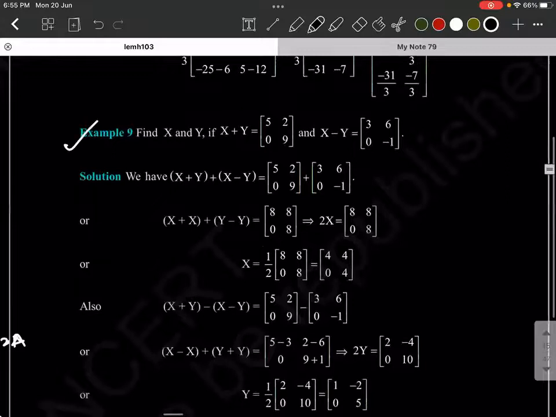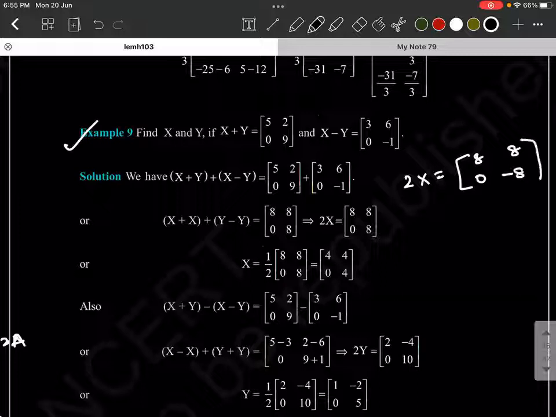But now you know how to do it, right? Yes, sir. Let's look at example number 9. Find X and Y if X plus Y is equal to [5 2; 0 9] and X minus Y is [3 6; 0 minus 1]. So what will you do to them? Add both the linear equations. Then what will you get? You will get 2 times X is equal to, how much? [8 8; 0 8], correct?